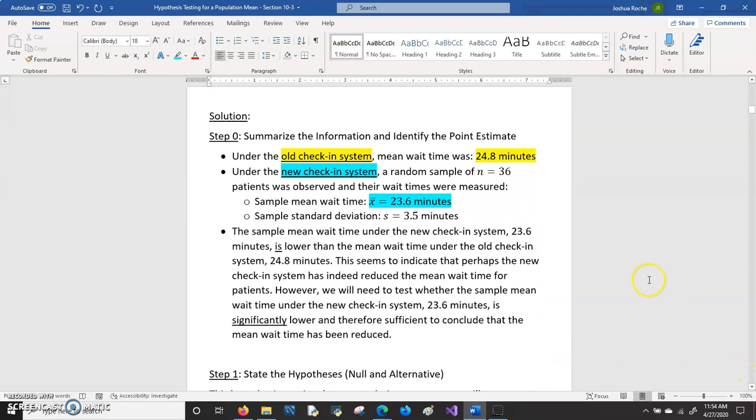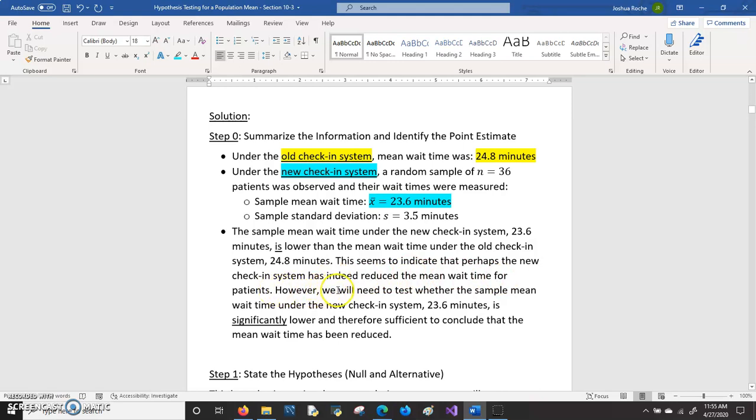Based on that result, we could see that the sample mean wait time under the new check-in system, 23.6 minutes, is lower than the mean wait time under the old check-in system, 24.8 minutes. This seems to indicate that the new check-in system is working. It really is reducing the mean wait time for patients.